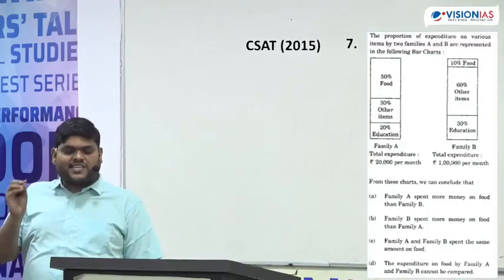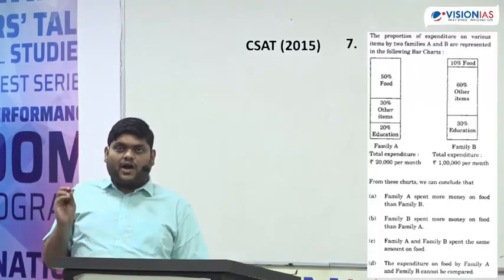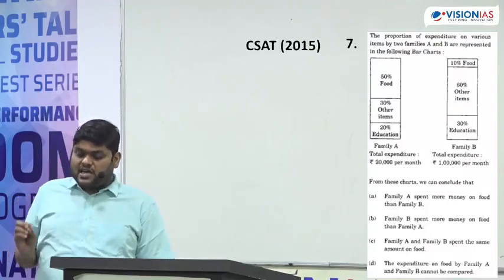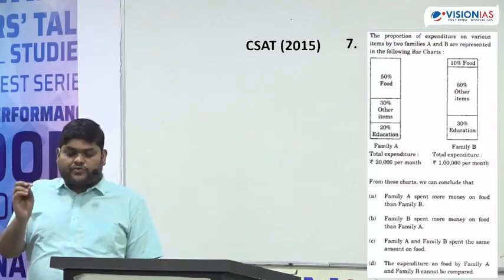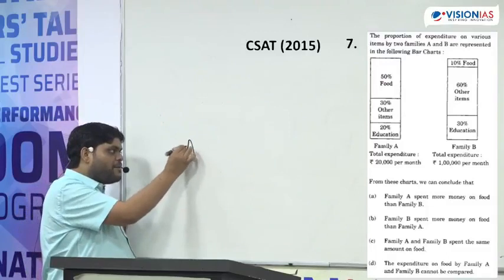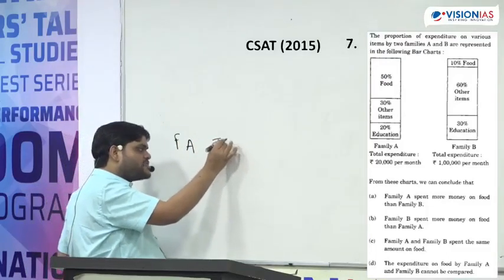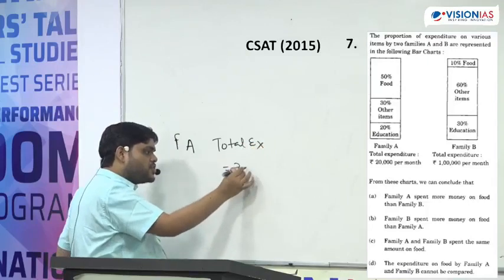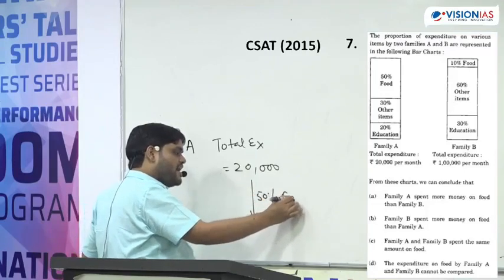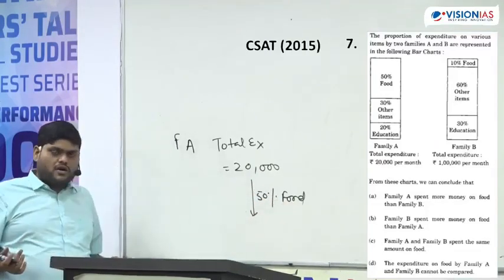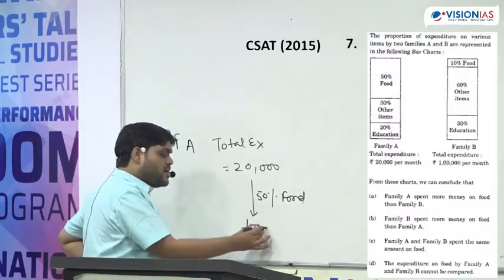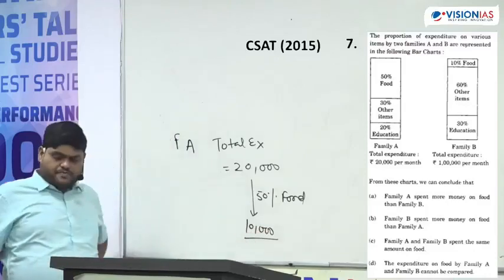Family A total expenditure is 20,000 per month. That means family A is spending 50% on food. What is given? Family A total expenditure is 20,000, and out of this family A is spending 50% on food. What is 50% of this? 50% of this is 10,000 rupees.